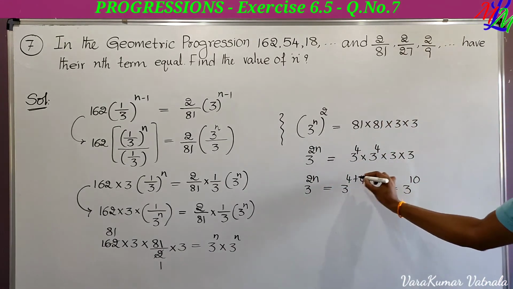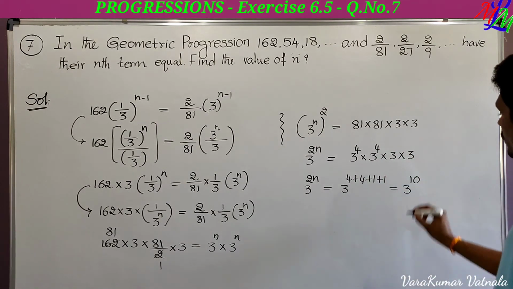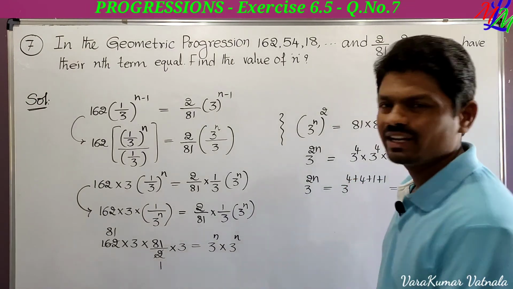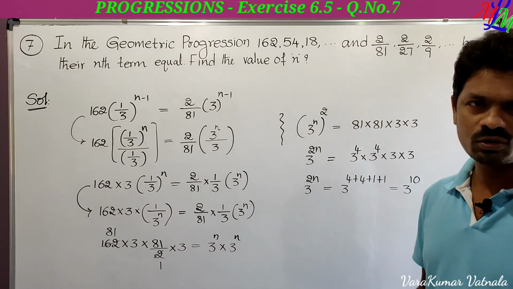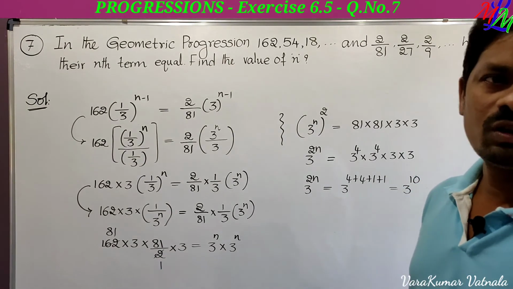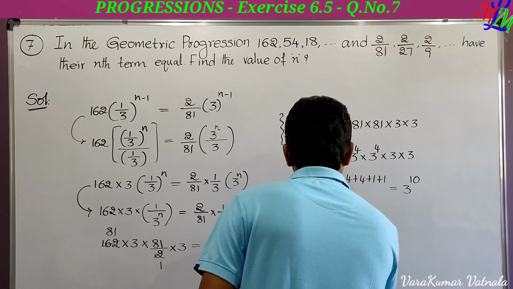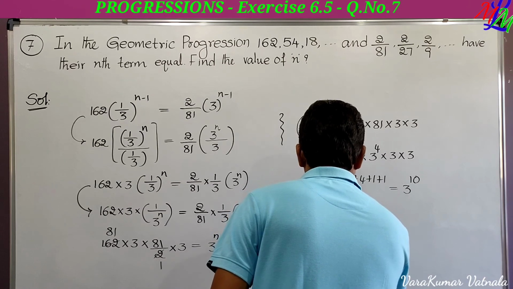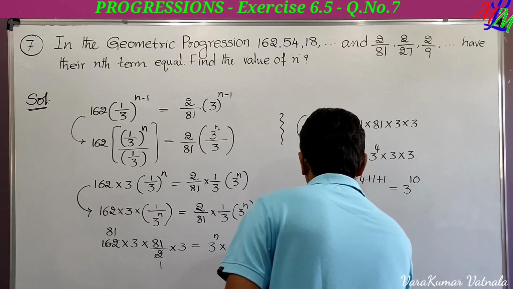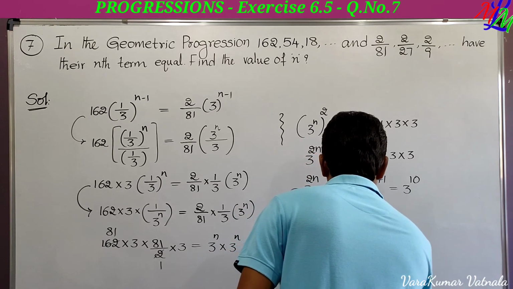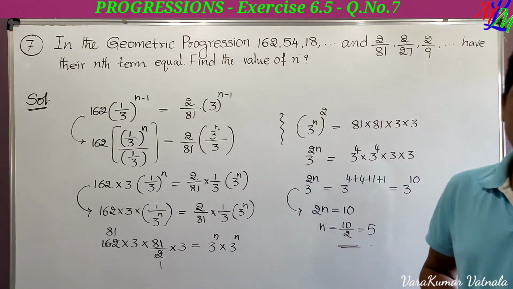So we have to add the powers. Since the bases are equal and there is product between them, we have to add the powers. So now 3 to the power 2n is equal to 3 to the power 10. So it is in the form a to the power m equal to a to the power n. So since the bases are equal, we can equalize the powers. So from this we can write 2n is equal to 10. Therefore we have n is equal to 10 by 2, which is equal to 5.